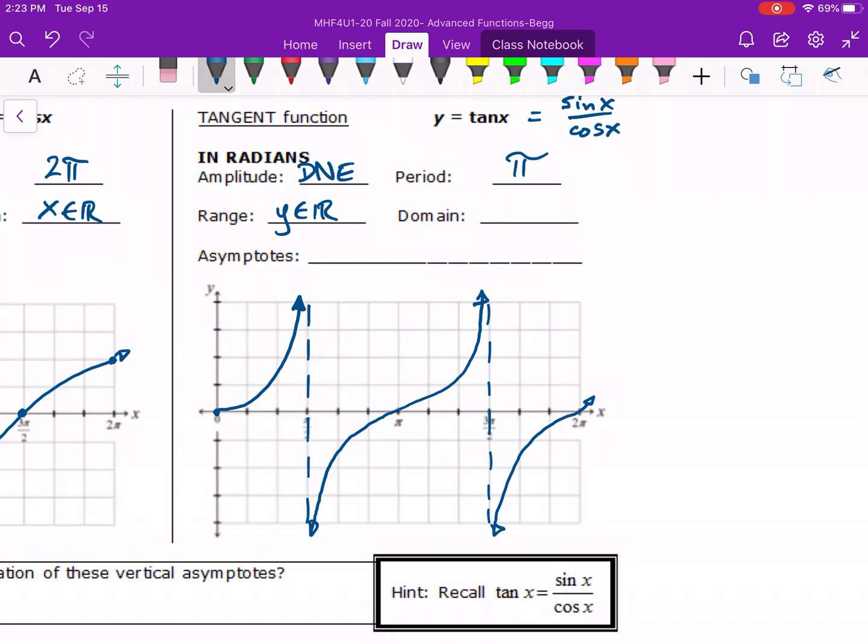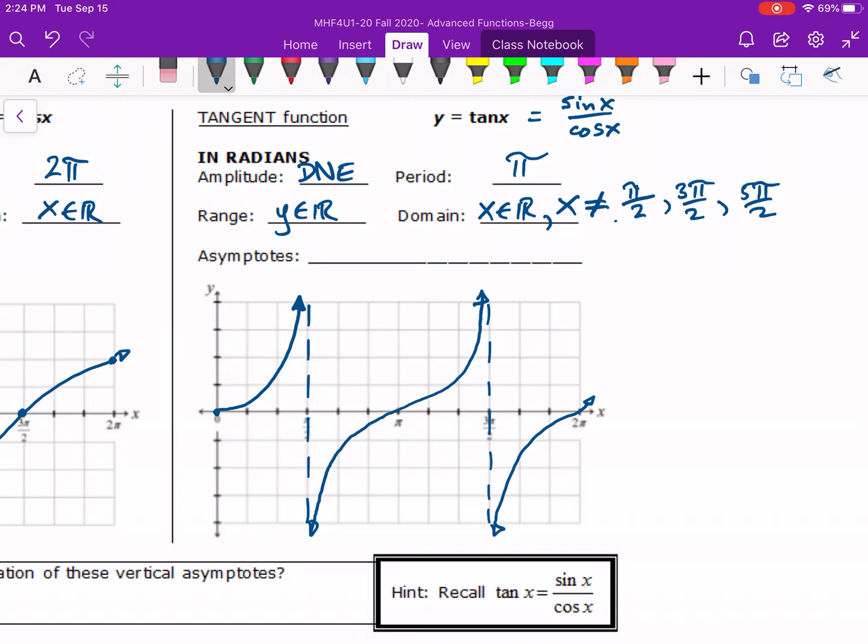The domain is all real numbers except where the asymptotes occur. So the domain is x in the reals, but x cannot equal pi over 2 or 3 pi over 2, and since it repeats, it would be 5 pi over 2, and in fact, we could stick some negative ones in there as well, because we know it goes to the left as well, so we can include negative pi over 2, negative 3 pi over 2. I don't have room to write that, so I won't.